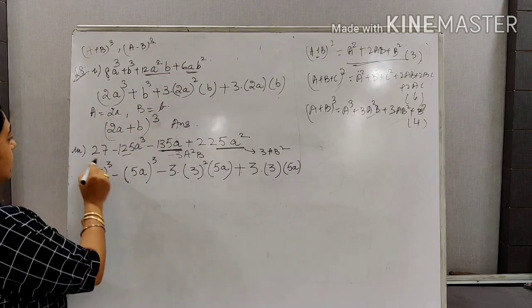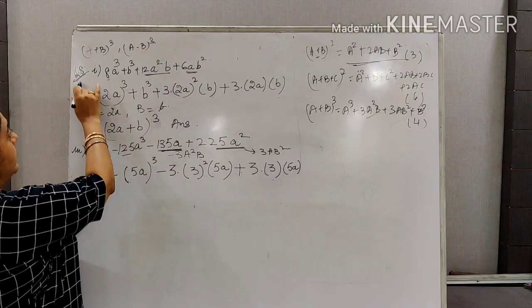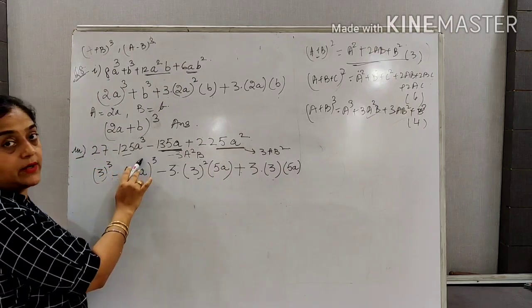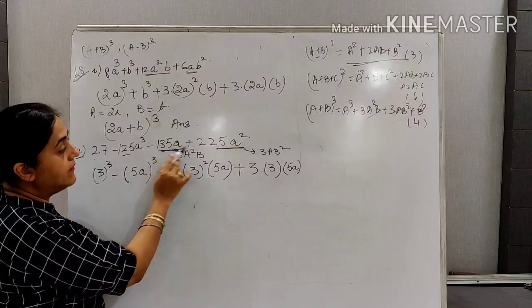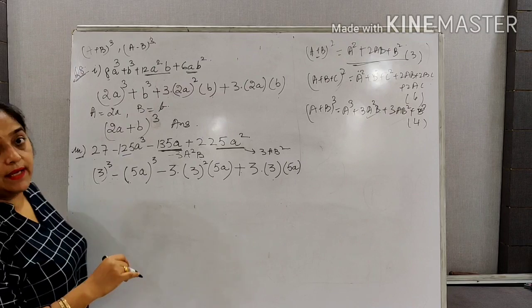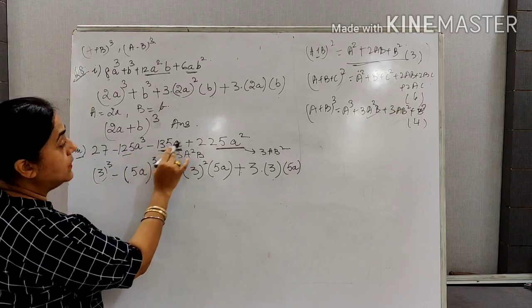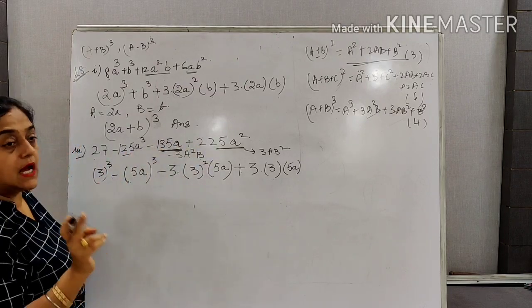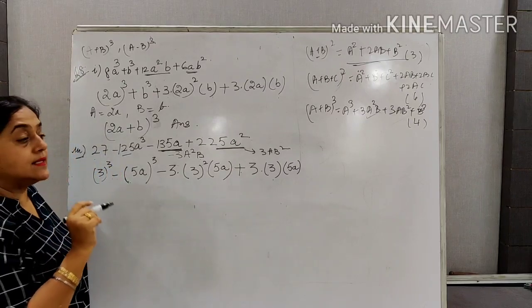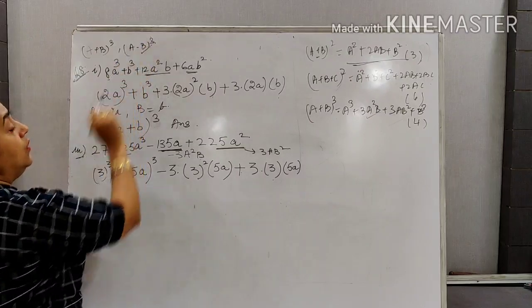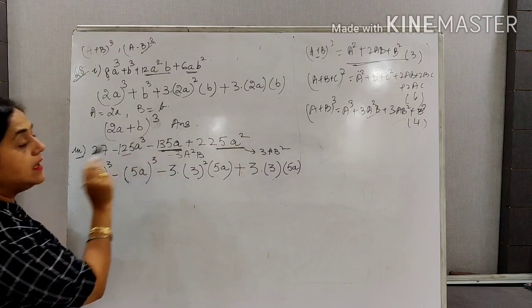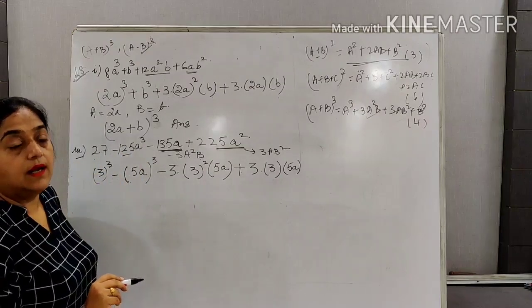So let us take another question of exercise 2.5, question number 8. I am taking the third part. The question is 27 minus 125a cube minus 135a plus 225a square. So let us try to make it, again I have 1, 2, 3, 4 terms. Out of 4 terms, I have 2 terms containing the cube. So it is similar to a minus b whole cube. Why am I saying a minus b? Because I can see that 2 of the terms are negative also.